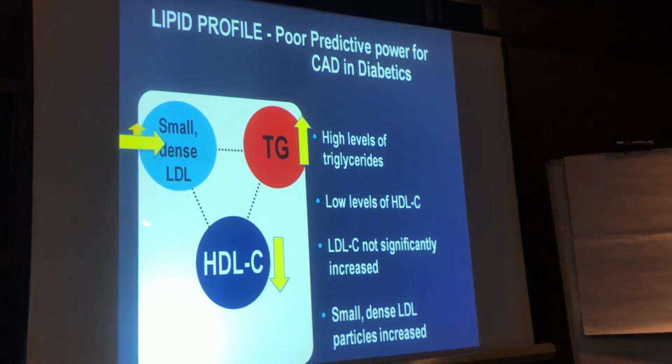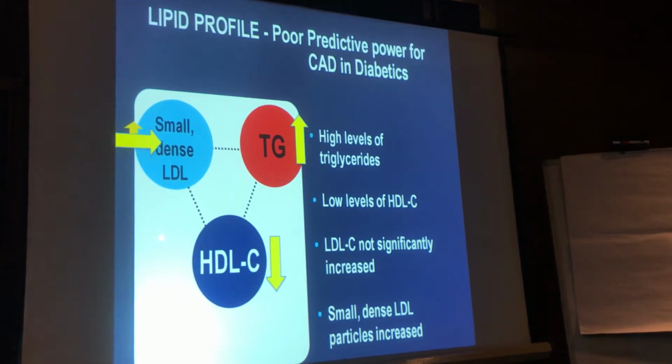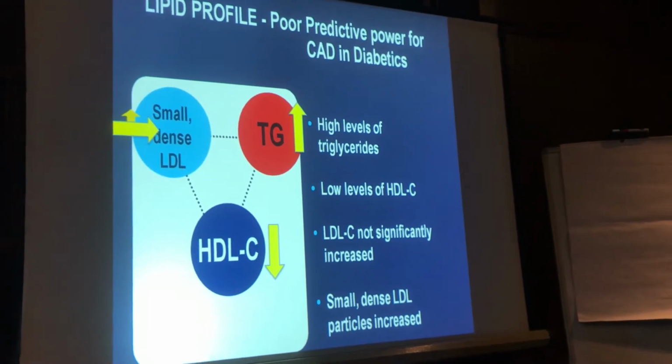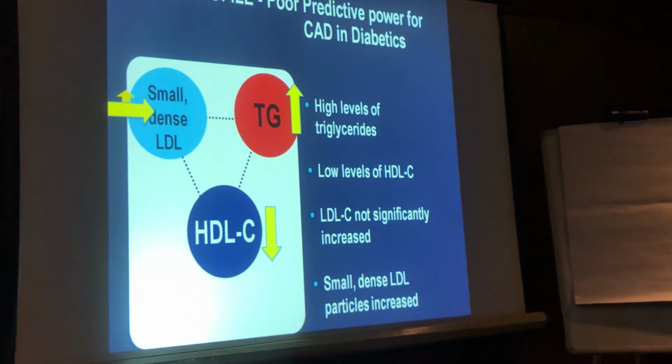So these three components of the lipid profile in our population are known as diabetic dyslipidemia, if it's occurring with diabetes, or even otherwise also.